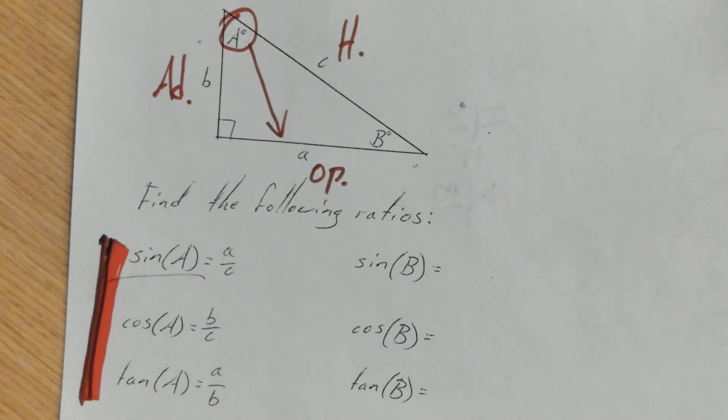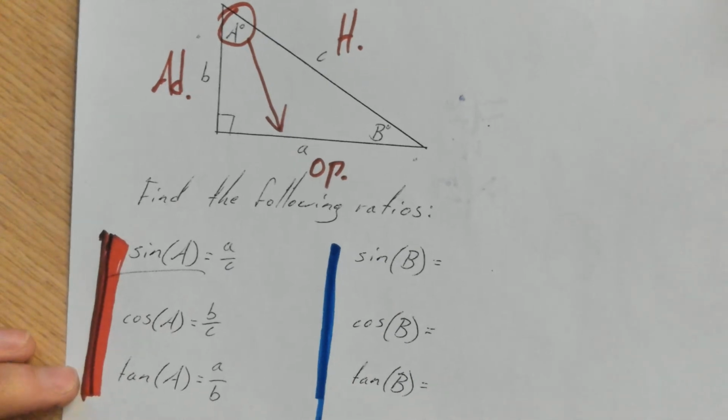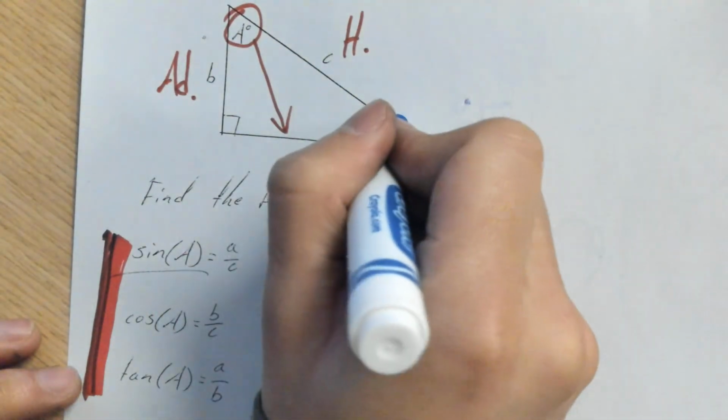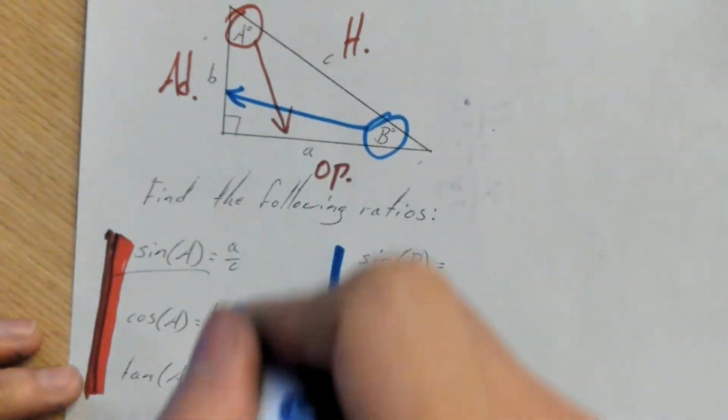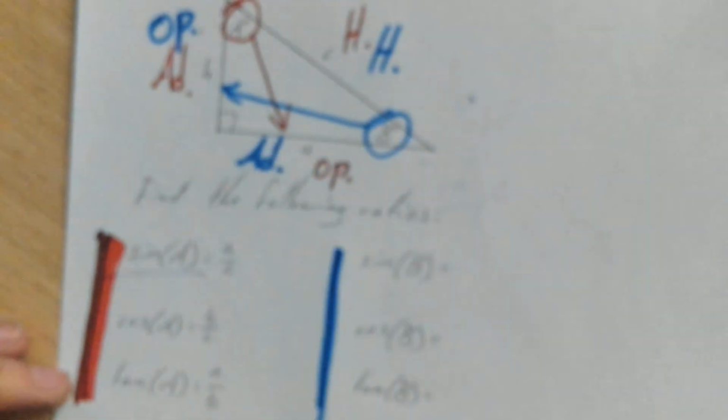The second one, let's do it in blue. So in blue, that's going to be from this angle. From this angle, this side is my opposite. The hypotenuse is always the hypotenuse. Sorry, this is the opposite. And of course, the remaining side would have to be the adjacent.